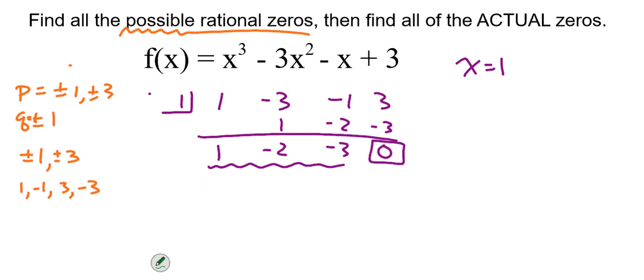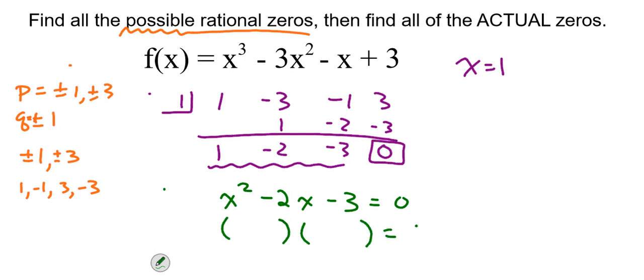So we're going to go ahead and rewrite it. We know that negative 3 is the constant, that negative 2 is the coefficient in front of the x, and that 1 is the coefficient in front of the x squared. Can we factor this? You betcha. Let's go ahead and factor it. Once again, now it's a quadratic that's left because we just divided by x minus 1, or we used synthetic division with 1. And so we're going to go ahead and set this equal to 0 to find our remaining zeros.